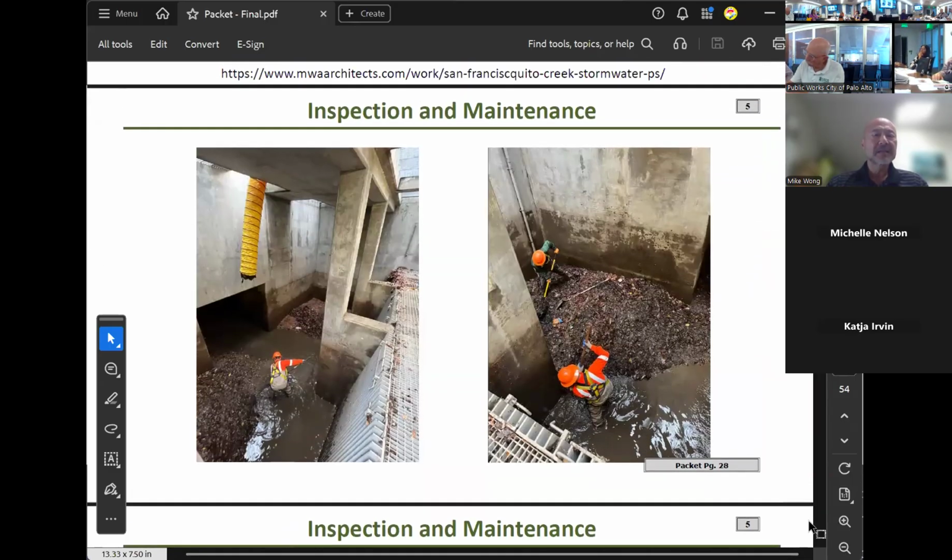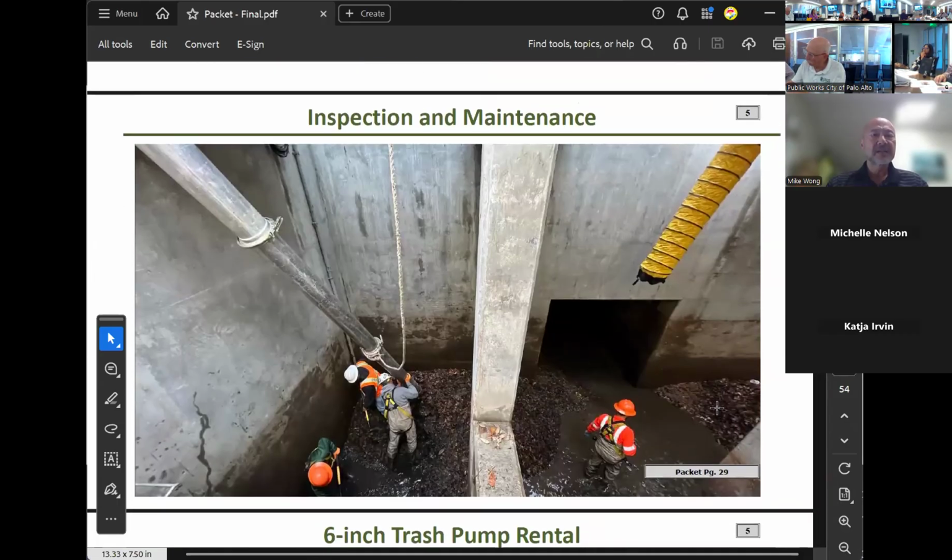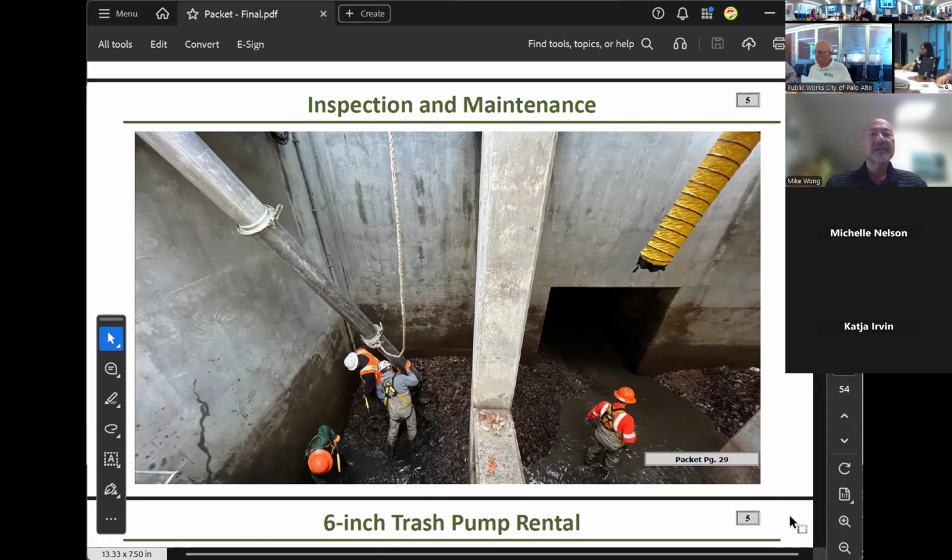And this is inside a pump station. You've seen this slide before where there's a lot of debris that needs to be cleaned out. Next slide. And this metal pipe that you see on the left side with extensions on it, that's hooked up to the big vacuum hydro excavator truck that we showed you the picture of earlier, and that's used to vacuum out all this debris. Next slide.